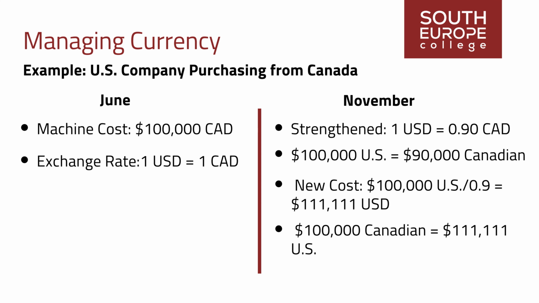The equivalent value of $100,000 Canadian becomes $111,111 US. If the purchaser does not protect itself from fluctuating currencies, the machine would cost $11,111 more than initially planned. On the other hand, if the US dollar strengthened against the Canadian dollar during this period, the purchase would require fewer US dollars in November to buy 100,000 Canadian dollars.